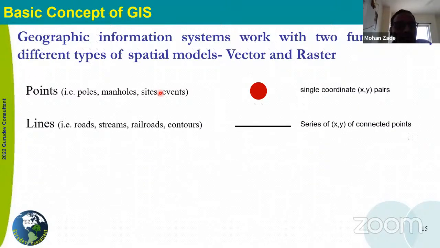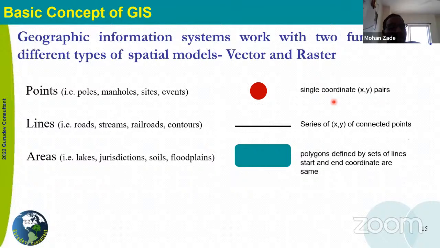The second is a line. It covers roads, streams, rail, and contours. These are linearly connected points. A linear feature is always digitized or stored in the form of lines, and these lines are a series of XY connected points. This is a single point XY, and when a series of XY points are connected to each other, then it becomes a line.